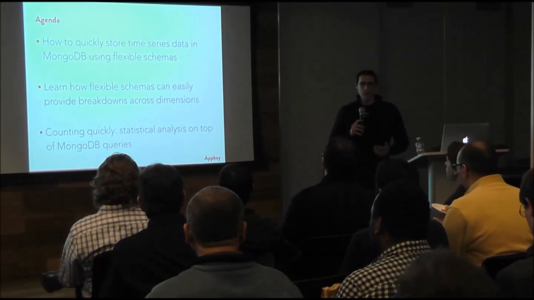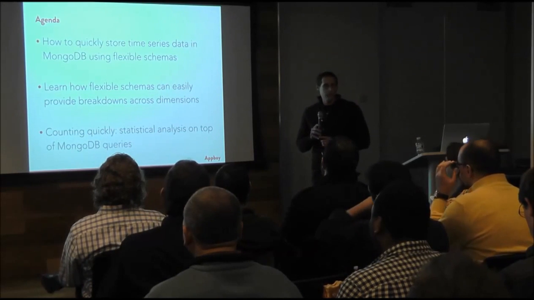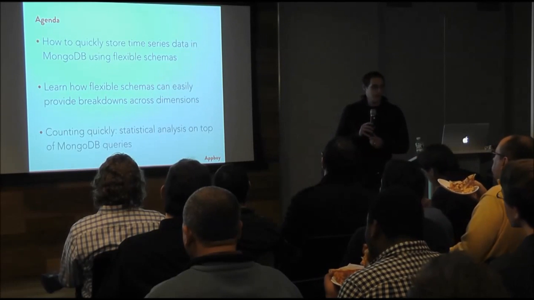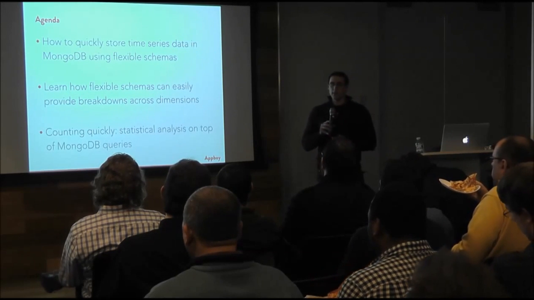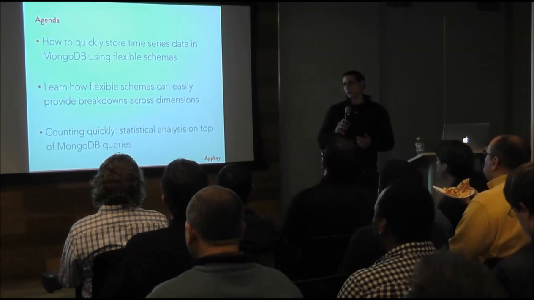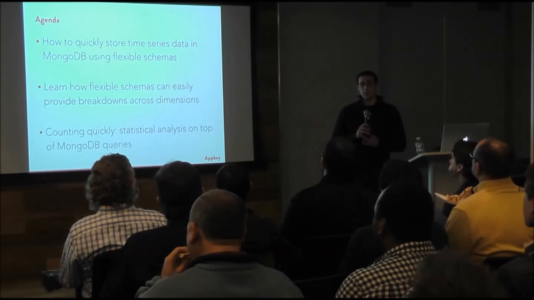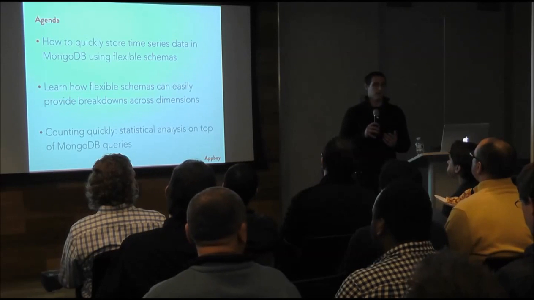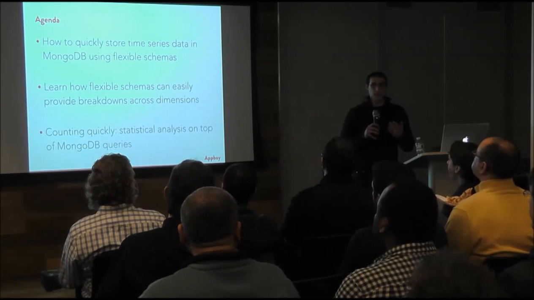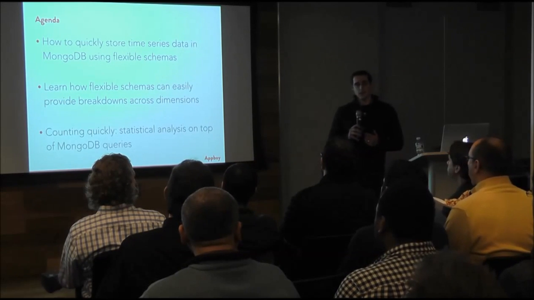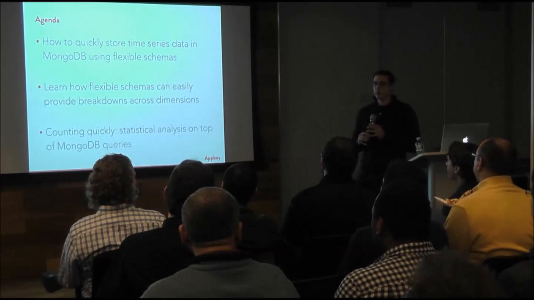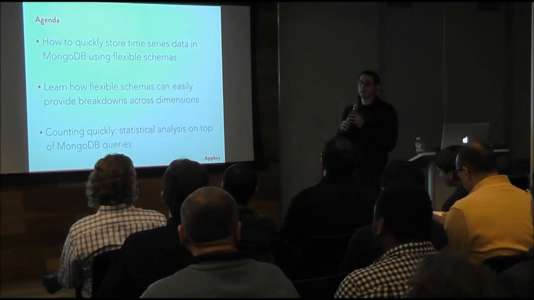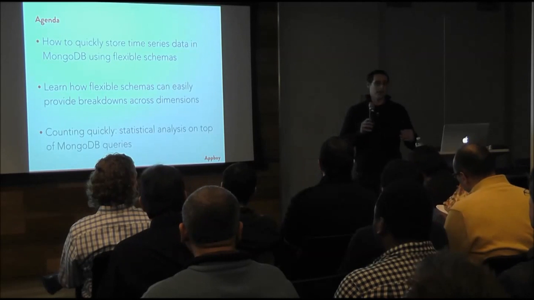More formally, I'll talk a bit about the agenda. The first thing I want to talk about is how we store time series data inside MongoDB and go a bit into flexible schemas. Flexible schemas are really a huge selling point and great advantage to Mongo, so I'll talk about how you can take advantage of that to store analytics like time series data and talk about breakdowns. And then lastly, I'll switch topics and get into something a little more exciting, which is statistical analysis on top of Mongo when you have a lot of data.